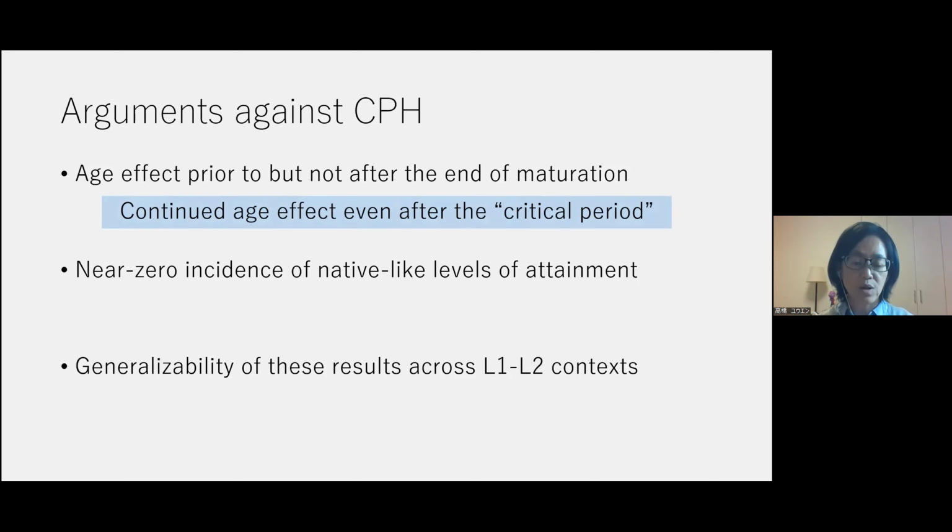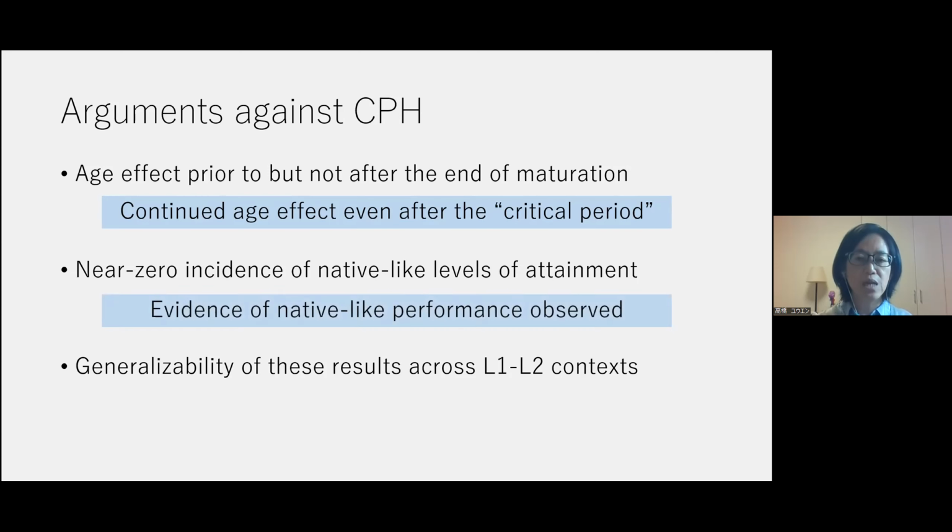Also, the second point often argued by the people supporting the critical period hypothesis is that it is almost impossible for L2 learners, late learners, to achieve a native-like level of attainment. But in their study, they actually found a few cases. There are few, but there's still evidence of native-like performance.